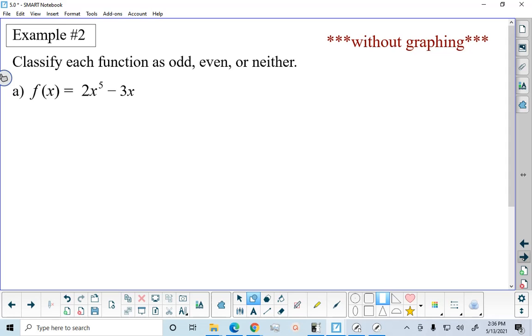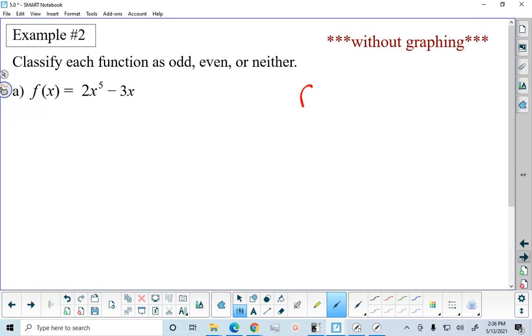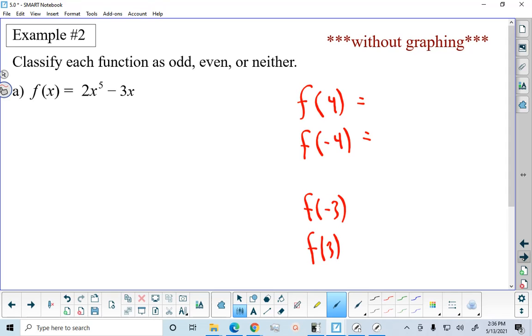We could pick an arbitrary number for x. I mean, I could use x equals 4. And I could calculate f of 4, and then I could calculate f of negative 4. And I could see what happens here. I could find f of negative 3, and I could find f of 3, and see what happens. I'm going to actually do that. We're not necessarily writing this down because it's not the proper way to answer the question.